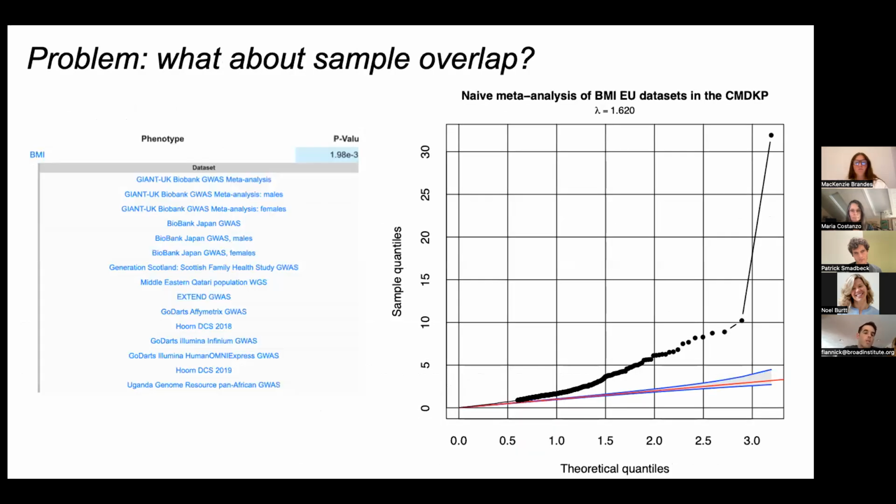Now, the issue, though, is that it's only principled when the studies do not overlap. In some cases, we can remove studies that obviously overlap. So you can probably guess from this table that the GIANT UK Biobank results overlap with the male subset of that. But in other cases, not so obvious, right? GIANT is mostly European, so it probably doesn't overlap with the Biobank Japan GWAS, but it very well may contain samples from Go-DARTS or HUNT. And with so many GWAS in the portal, we simply don't know a priori what the overlap is between these samples. And when you do have sample overlap, your test statistic becomes inflated. And again, it's not a statistically rigorous analysis.